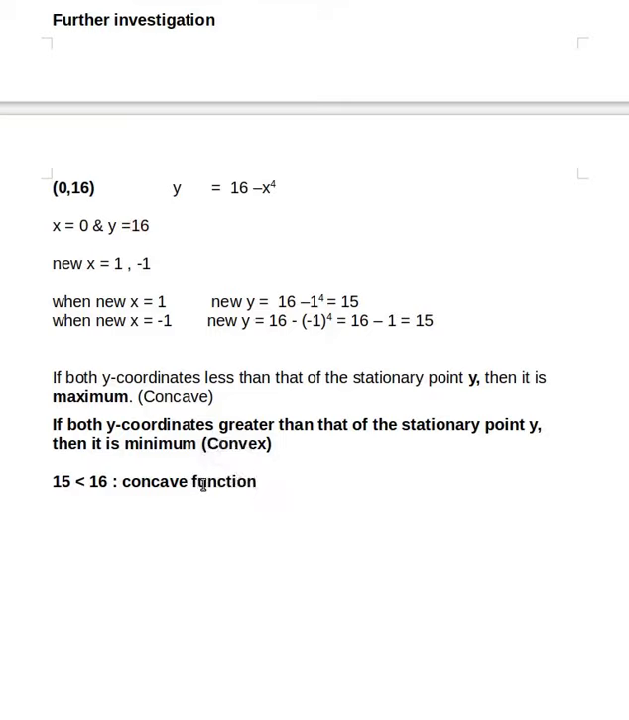So the parameter is, first we consider whether the new y coordinate is less than or equal to the stationary point, or greater than or equal to the stationary point. If it is less, then it is concave. If it is greater, then it is convex.